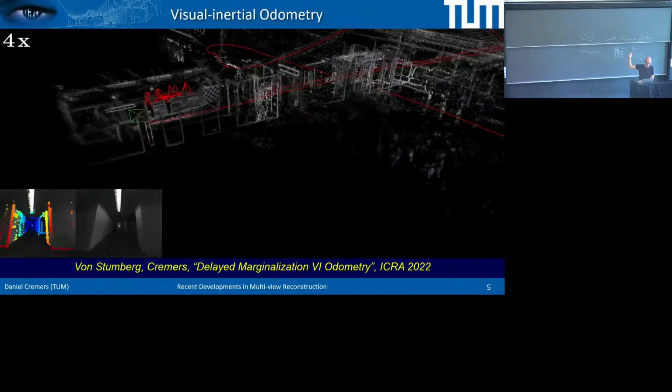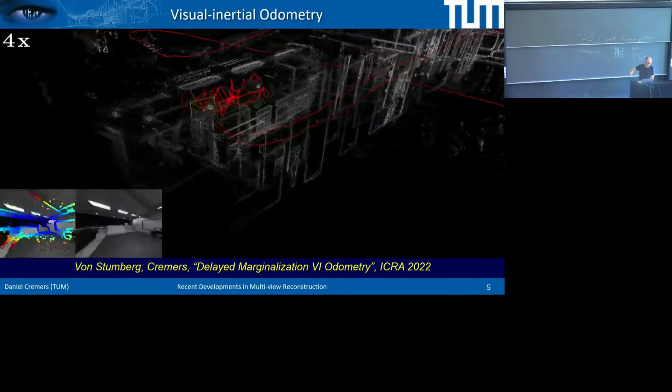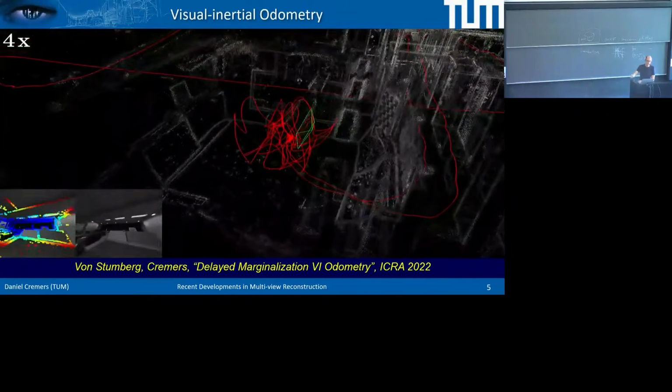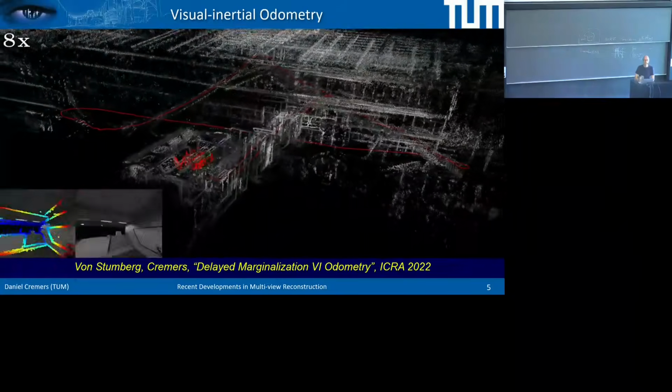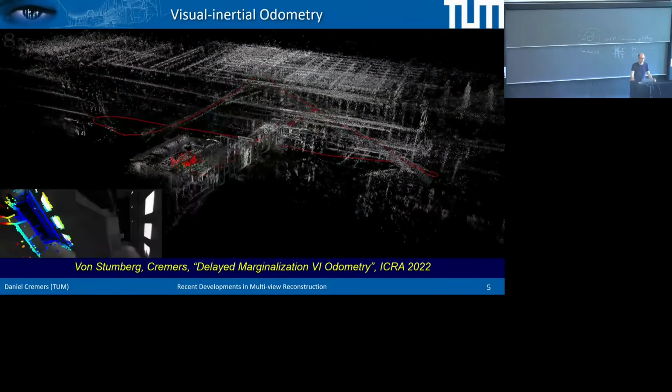As you can see, he goes down 3 floors, up 3 floors, back through the corridor he came from, and there is hardly any drift, right? It's very precise, things line up. And this runs in real time, and it runs indoors, it runs on a car.